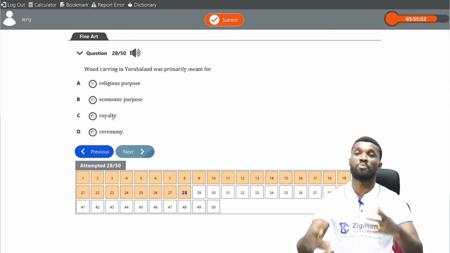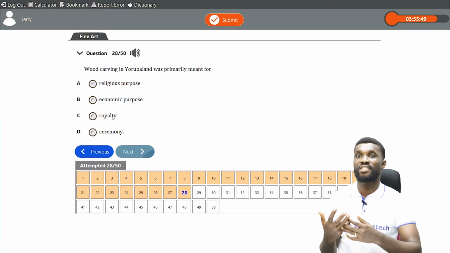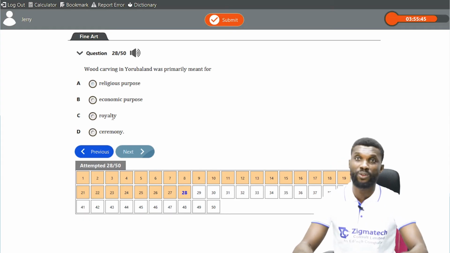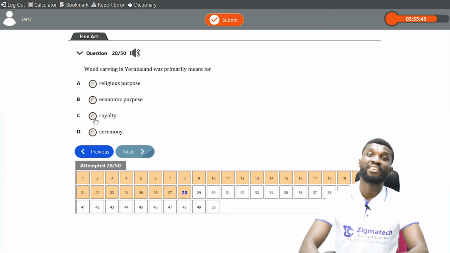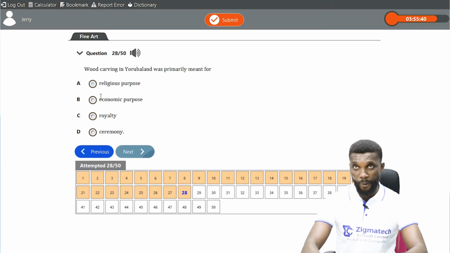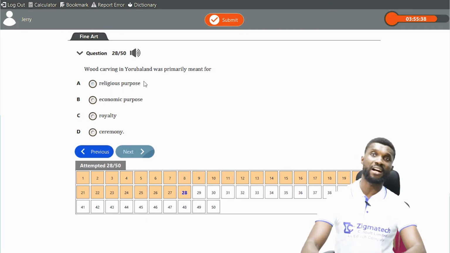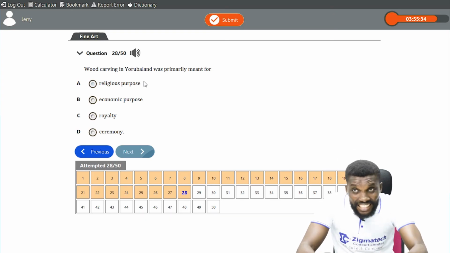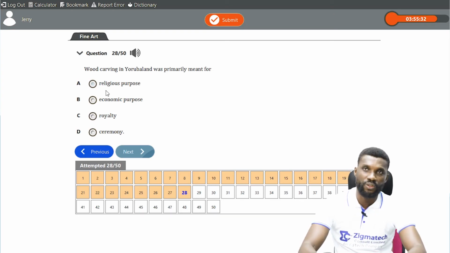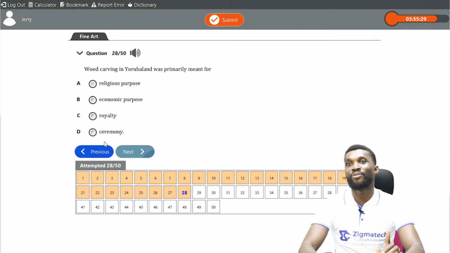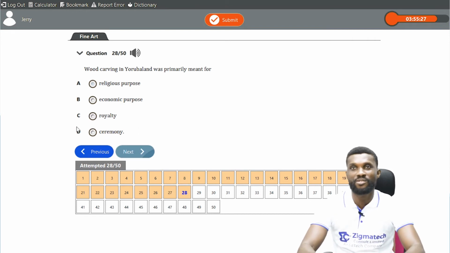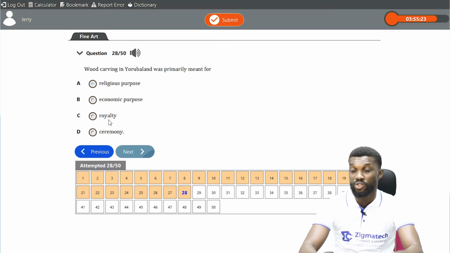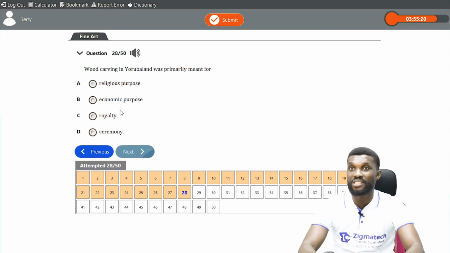Yes, most times currently we have actually transferred some of these wood carvings to our royalties. But the true sense of all these things is mainly for religious purposes. Therefore, wood carving in Yoruba was primarily meant for religious purposes. So it is not for royalty, it is not for ceremony, it is not for economical purposes, it is for religious purposes. Currently we sell some of those things. Oh yes, they sell some of these artifacts.